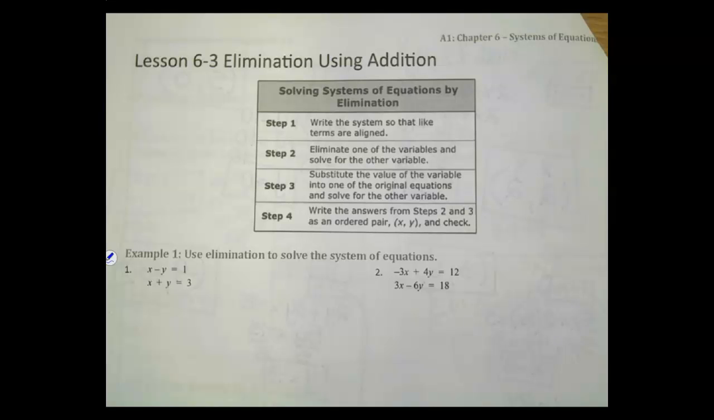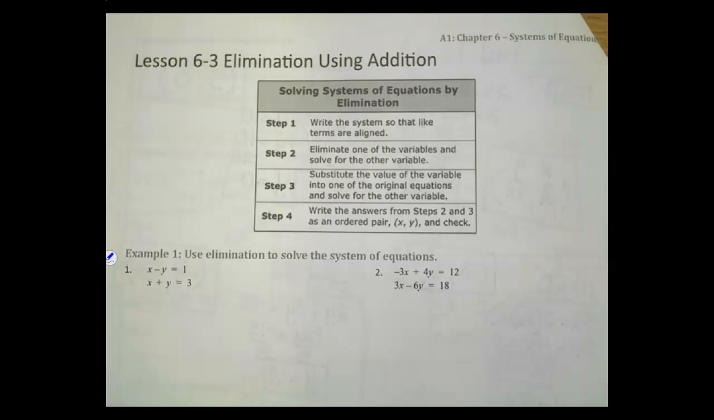First, write the system so that the terms align. That means x is on top of x, so we're writing our two equations on top of each other. You're going to eliminate one of the variables and solve for the other variable. That's what you're looking for, things that you can eliminate. Substitute that value back into the original equation and solve for the other variable. You'll write your answers as an ordered pair (x, y), and then you can go back and check your answers to see if they are true.